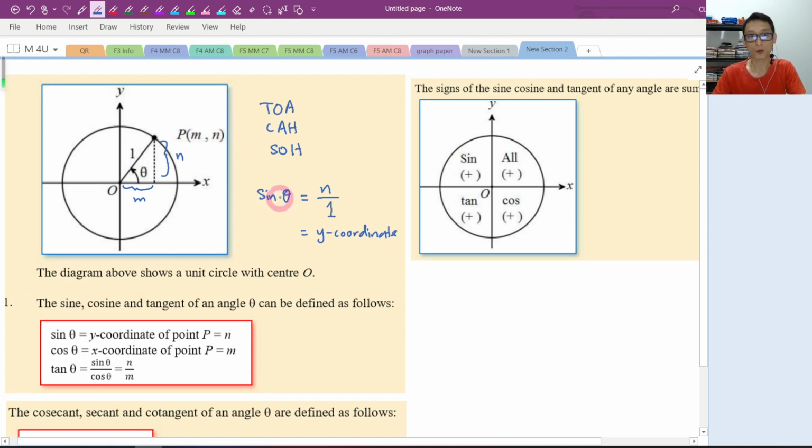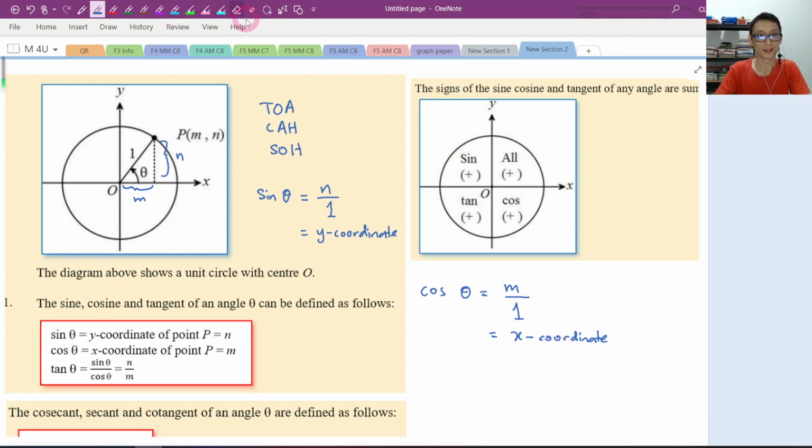Okay, so how about cosine theta? Let me show you over here. Cosine theta, CAH, adjacent side over hypotenuse. So adjacent side will be m, hypotenuse is 1, which means m, right? m is equal to the x coordinate. Okay, now we know that cosine theta is equal to the x coordinate.